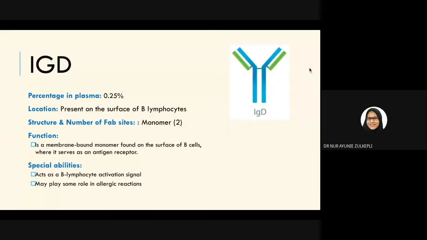And how about IgD? It accounts for 0.25%. It is present on the surface of B lymphocytes in the form of a monomer with 2 Fab sites, and is a membrane-bound monomer found on the surface of B cells, where it serves as an antigen receptor. So it acts as a B lymphocyte activation signal and plays a role in allergic reaction.